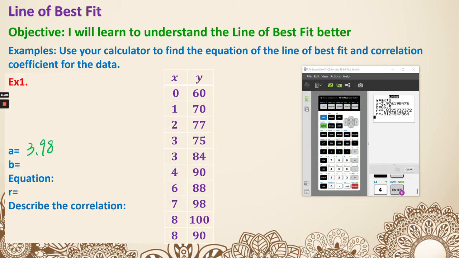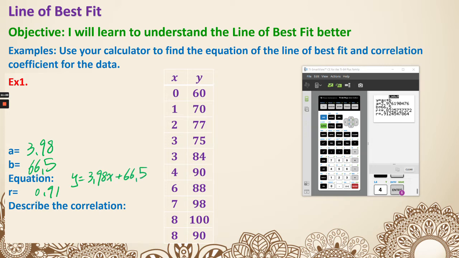For my B, it is going to be 66.5. Would you look at that? We don't need to round it. And our R is going to be 0.91. So our equation ax plus b is going to be 3.98x plus 66.5.